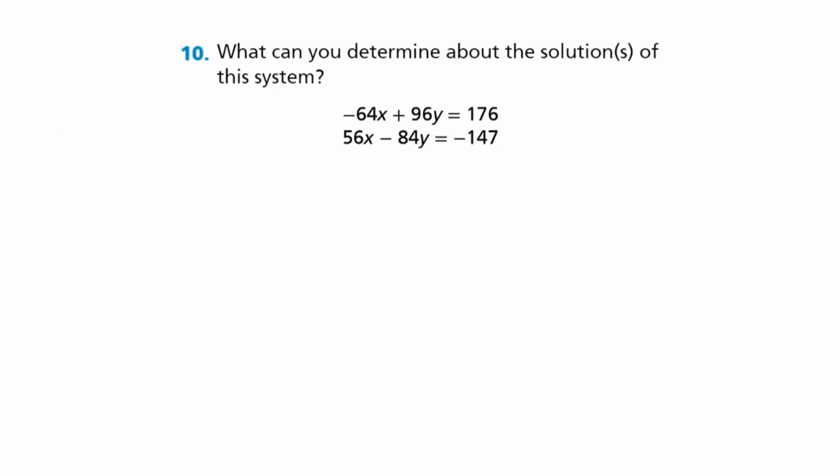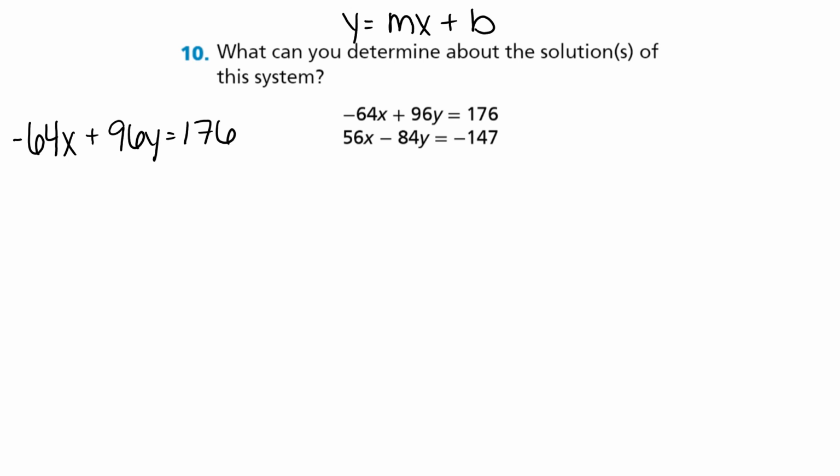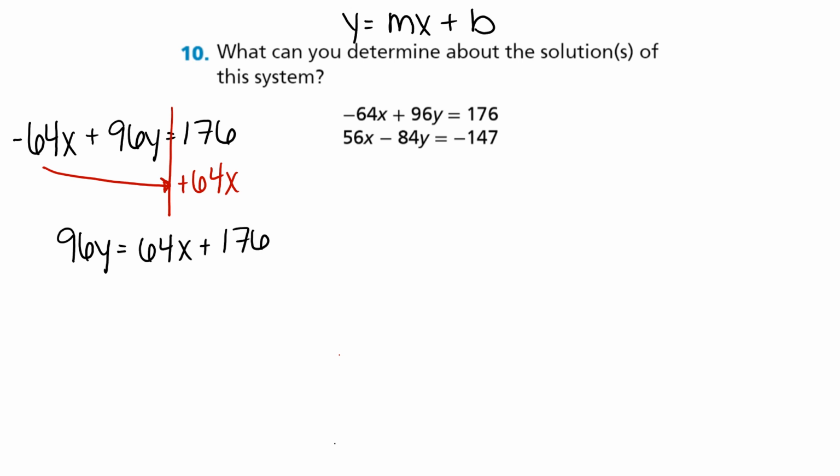For number 10, what can you determine about the solutions of this system? Again, we are referencing slope-intercept form: y equals in the front, mx in the middle, and plus b at the back. Our first equation, -64x plus 96y equals 176. We are going to start by moving the mx piece from the front to the right-hand side. When we move a -64, it changes to a +64. So we have the 96y, we have our now +64x, and then we have our 176 at the back.